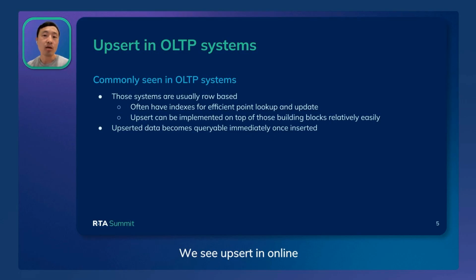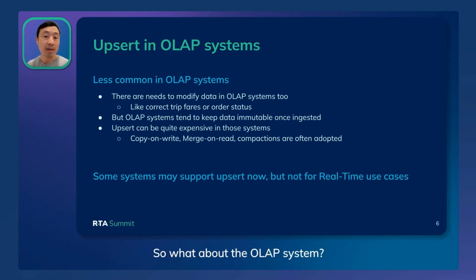We see Upsert in online transaction processing systems. Upsert is relatively easy to implement there because those systems typically use row-based storage, which makes it easier to update the record and even allows in-place updates. They also have indexes for efficient point lookup based on the primary key. So Upsert in those systems can be a simple point lookup with the index. If the record is found, we update it. Otherwise, we insert it. Also very important here is that once data is inserted or updated in those systems, it can become queryable immediately.